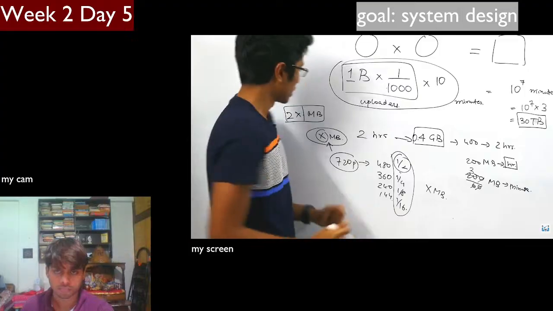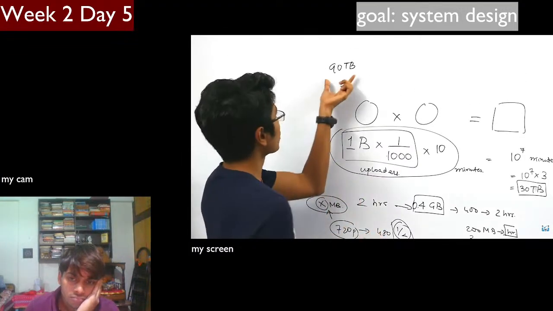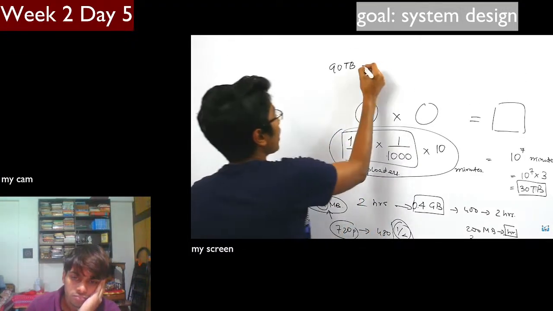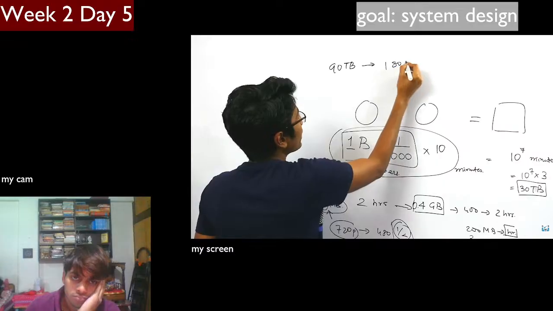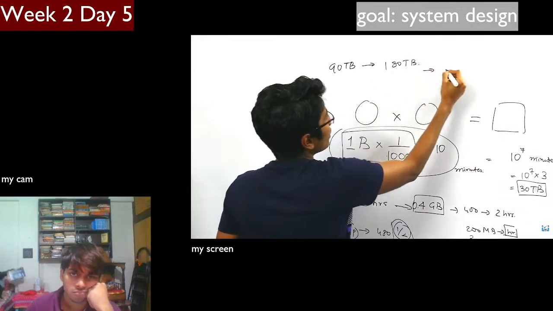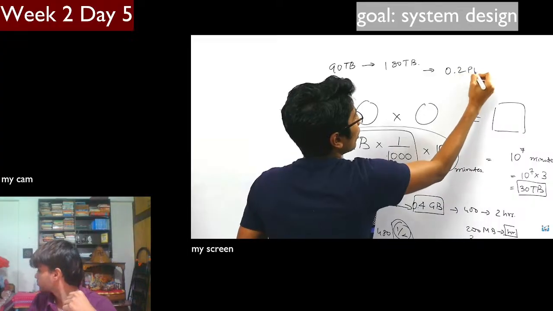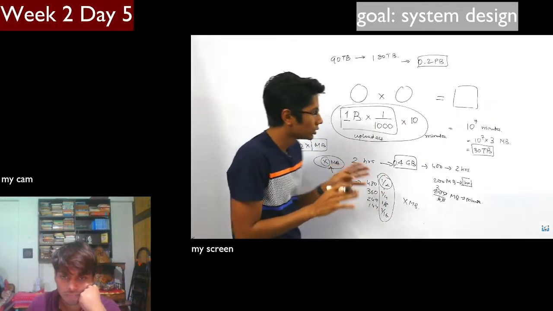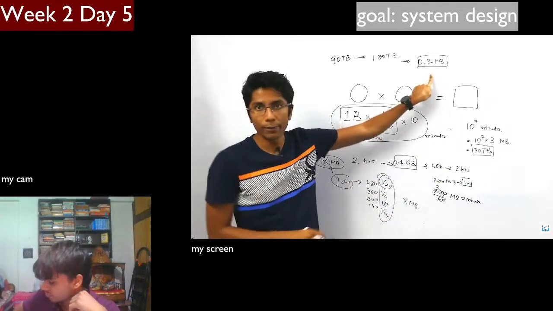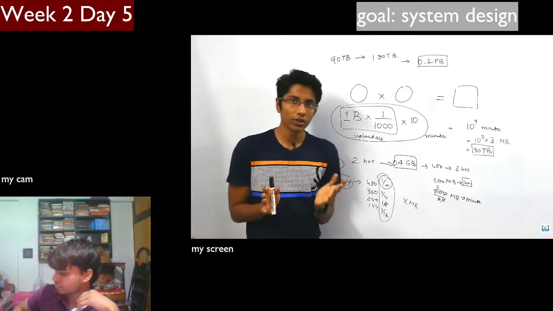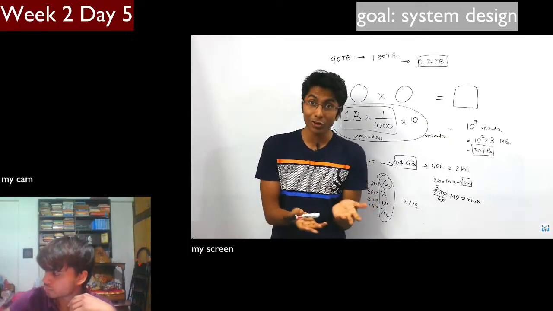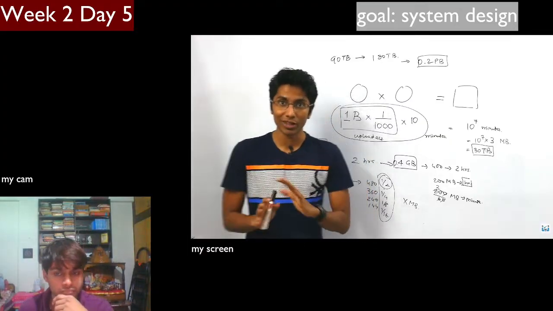So whatever my original storage was, 90 TB, I need to double that. I get 180 TB. And so in 0.18 or 0.2 petabytes, basically, I can store all the footage I need for one day. There's a lot of assumptions I made here, and it's best to keep looking at the interviewer in case they feel like some of your assumptions are complete nonsense.